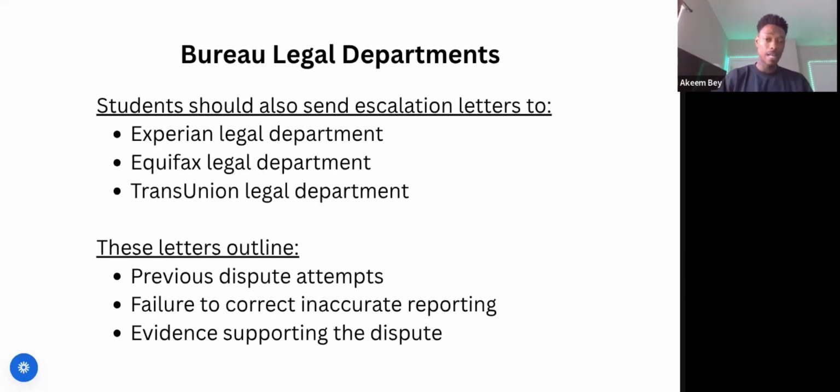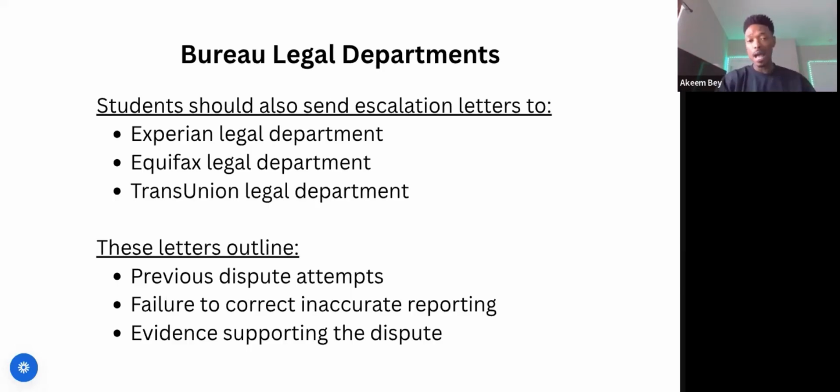So you want to create a dispute log. All of the templates for these things are going to be found in the course as well so that you can log your disputes, you can keep track of your disputes, et cetera. And then when we go through some of the classes, I'll give you guys some software that you can use to help aid you in this process. Maybe you want to start doing this for other people and you just need a more effective system. You should also send escalation letters again to Experian's legal department, Equifax's legal department, and TransUnion's legal department. Again, we don't want to send it to the address where they're using eOscar.